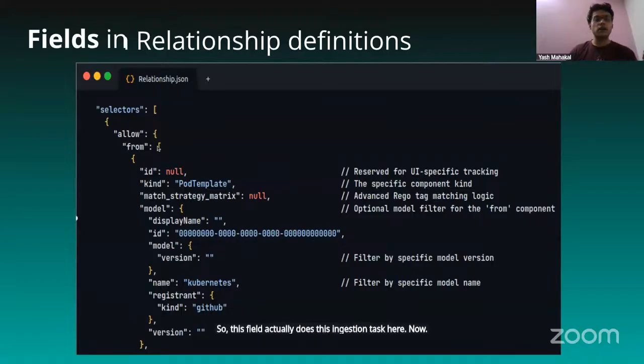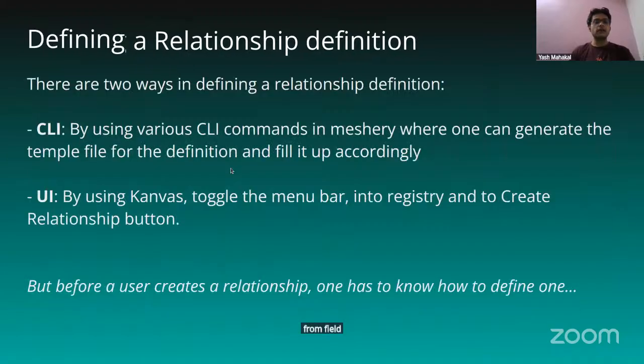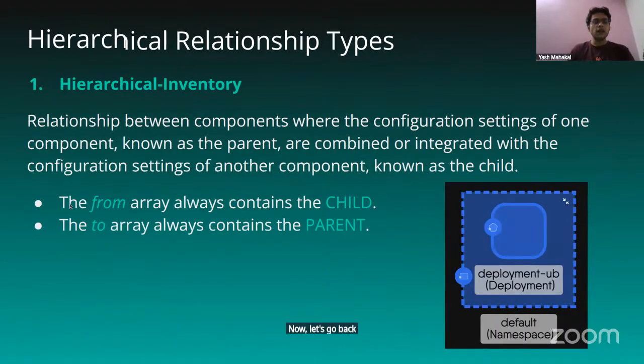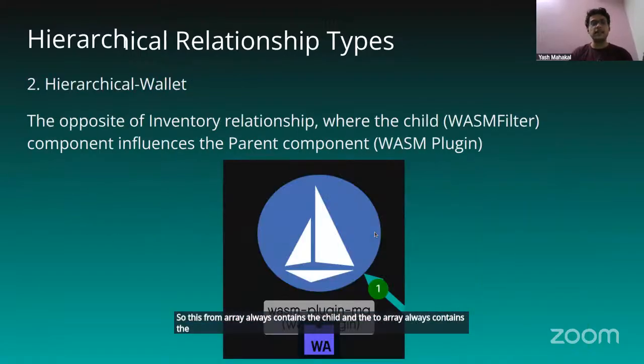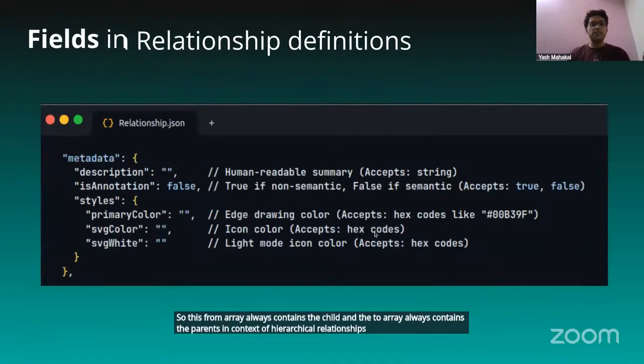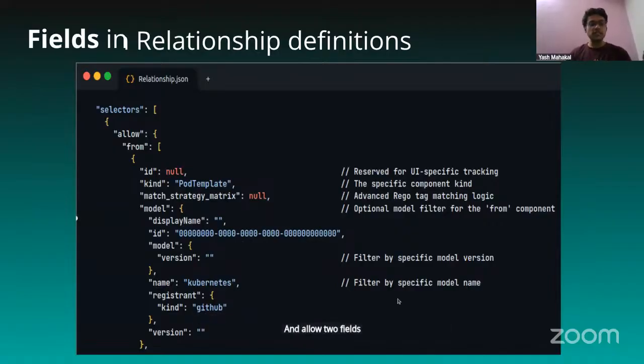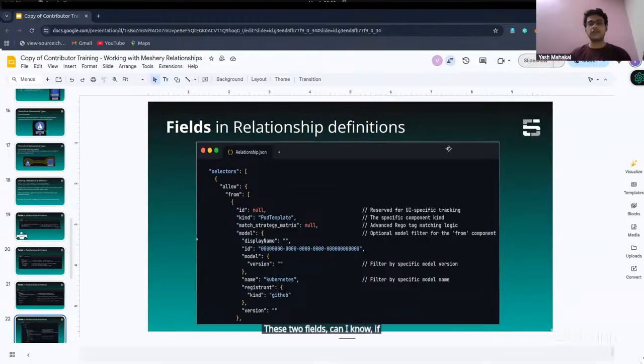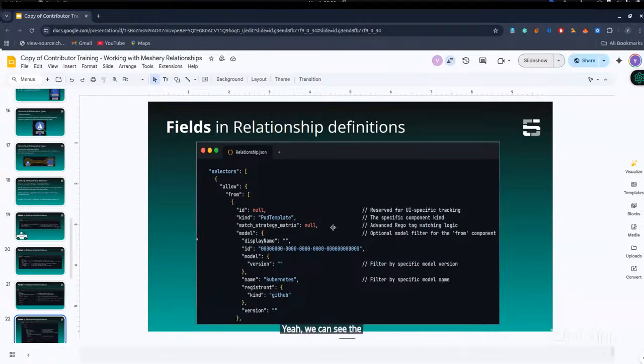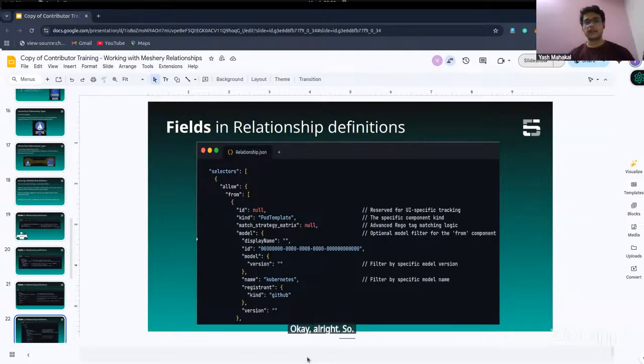Now talking about the allow from field. Let's go back to here. This from array always contains the child, and the to array always contains the parents in the context of hierarchical relationships. But since we are into this, let's finish it first, and then we can move to the hierarchical relationships. Can you see this, if I have the slideshow turned off? Yes, we can see the Google Slides. Okay, all right. I can switch back to the IDE also.